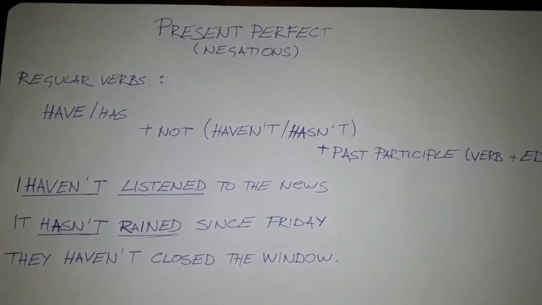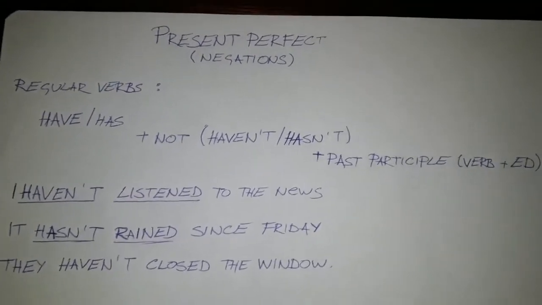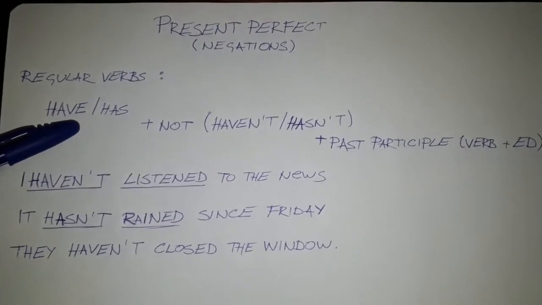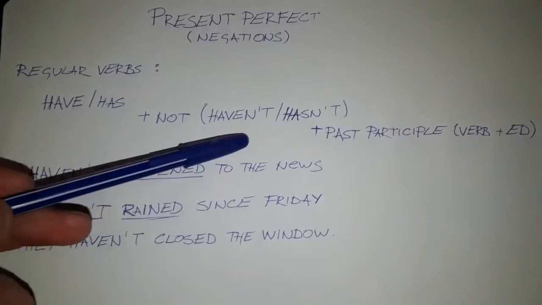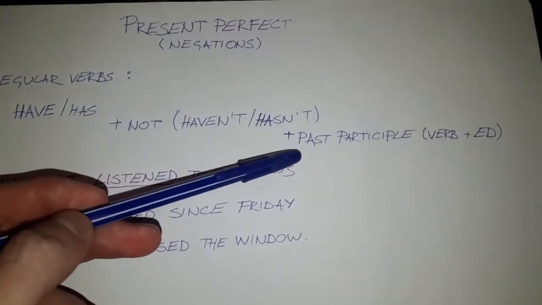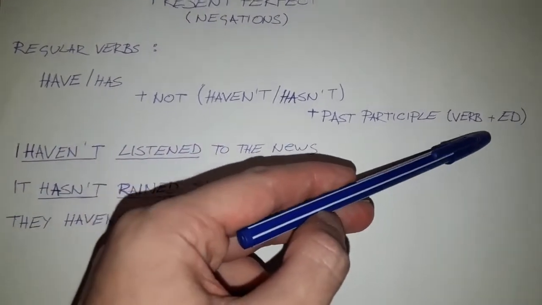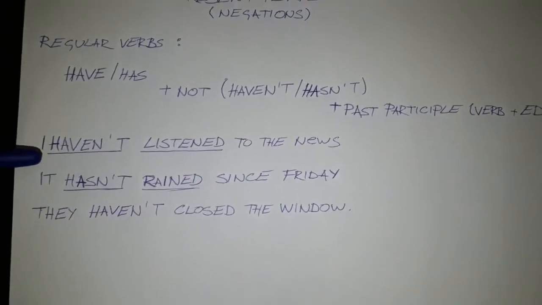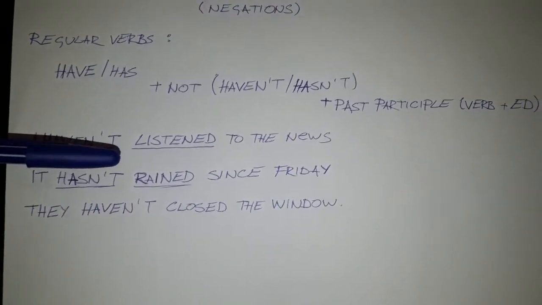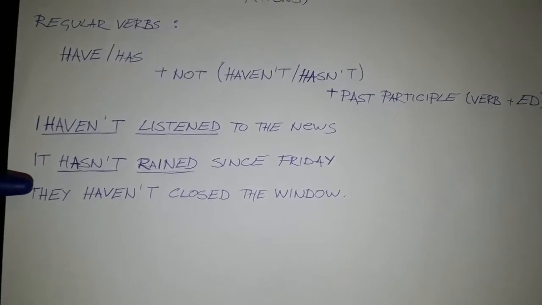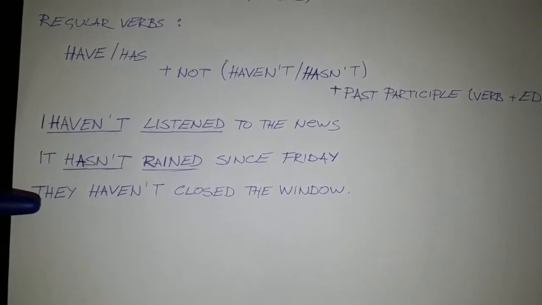Let's have a look at the present perfect in negations for regular verbs. Have/has plus not, haven't or hasn't, plus past participle, verb plus ed. For example, I haven't listened to the news. It hasn't rained since Friday. They haven't closed the window.